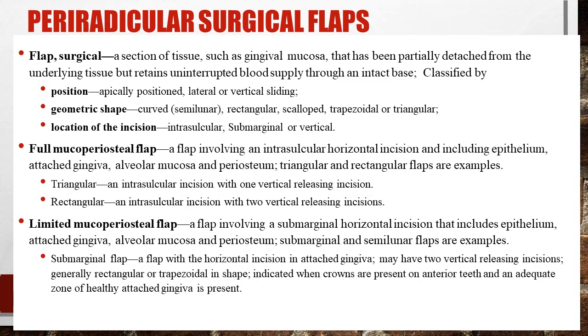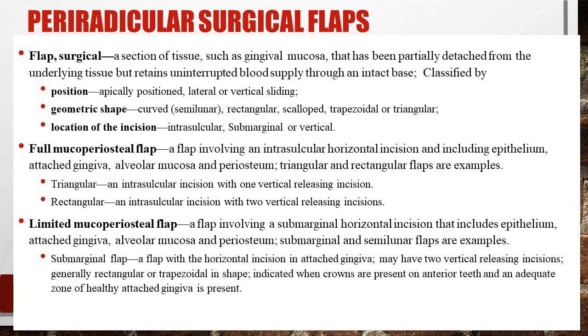Now coming to your flaps. So in the conventional surgical methods, unlike the apexum, you're going to have to give your periradicular flaps. So you need to know what is a flap, and the different kinds of flap surgeries which can be considered. So a flap is a section of tissue such as your gingival mucosa, which will be partially detached from the underlying tissue but retains the blood supply through an intact base.